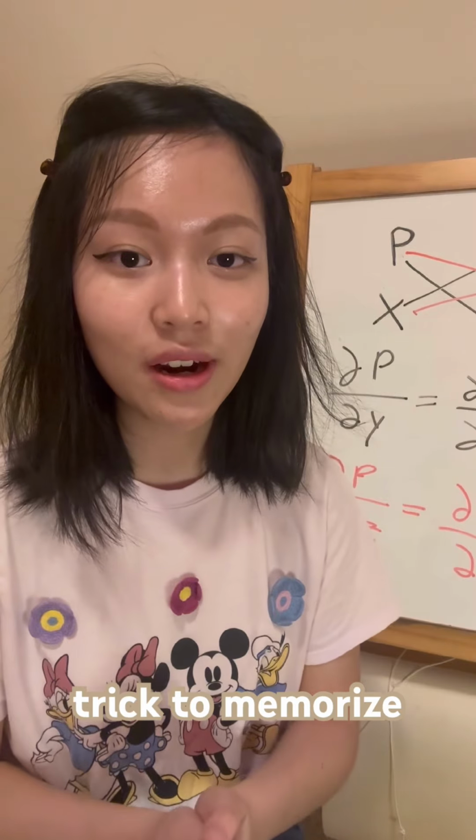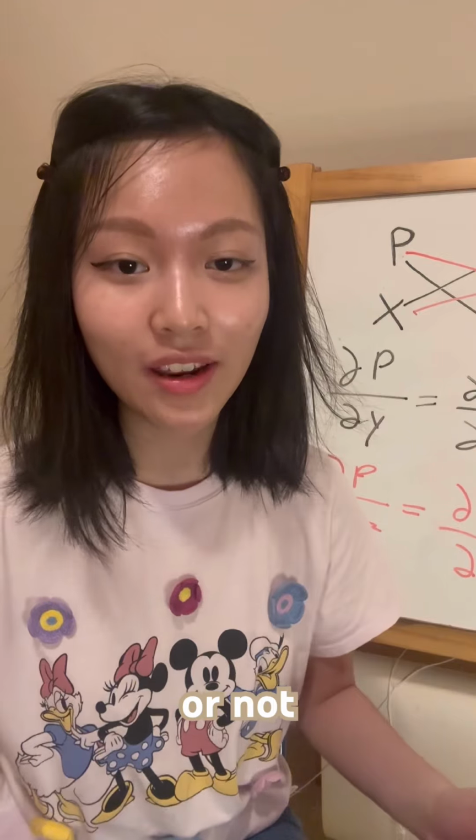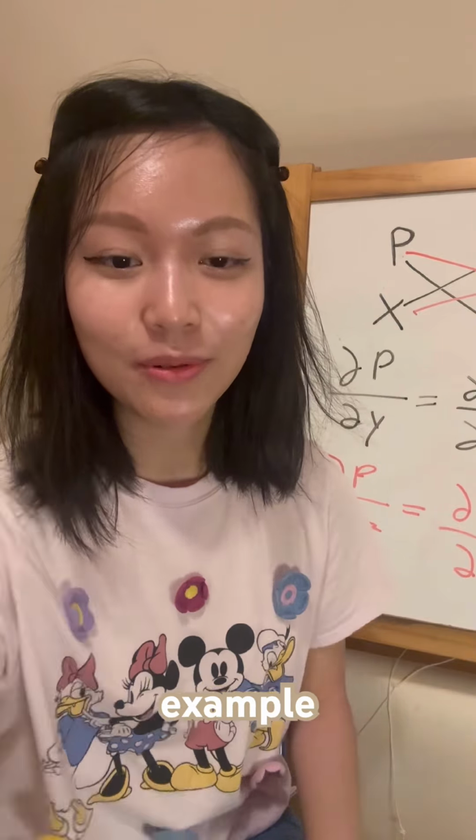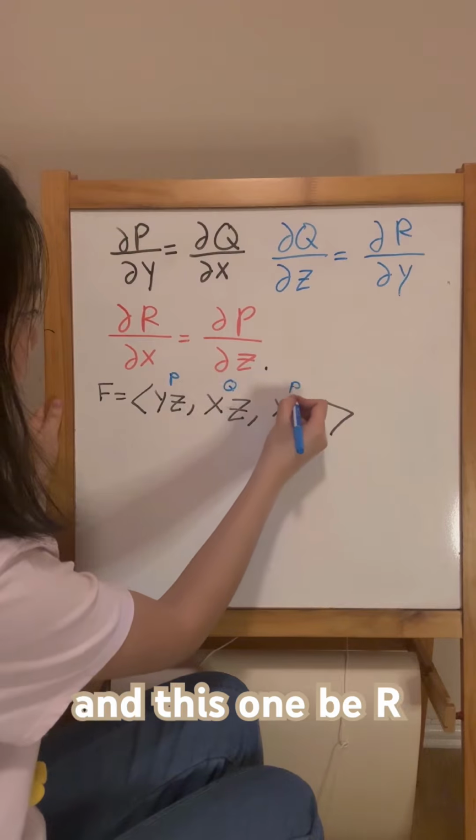That was a trick to memorize the cross-partial property to determine if a vector field is conservative or not. And now, let's try an example. Let this be P, this one be Q, and this one be R.